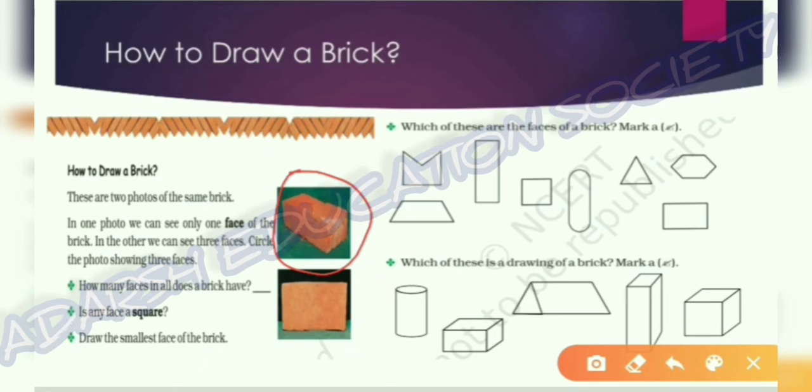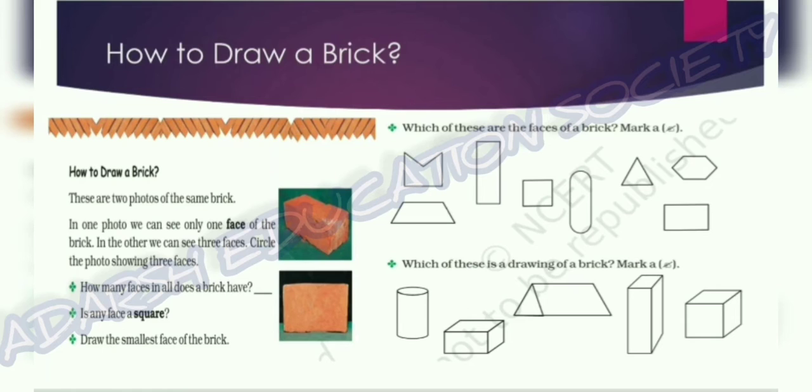Now here three questions are given below. Let's read the question. How many faces in all does a brick have? Children, a brick has 6 faces. You all know it has 6 faces. We already saw this in our previous video.